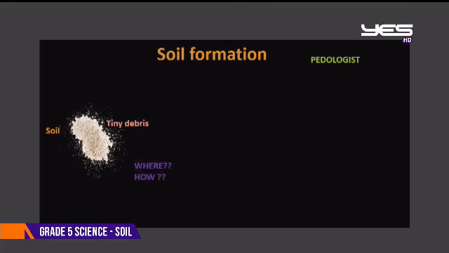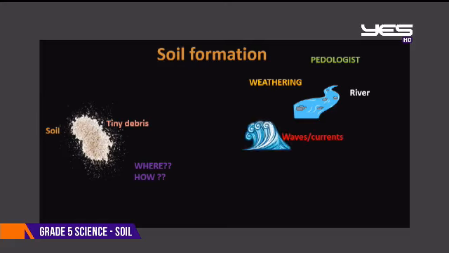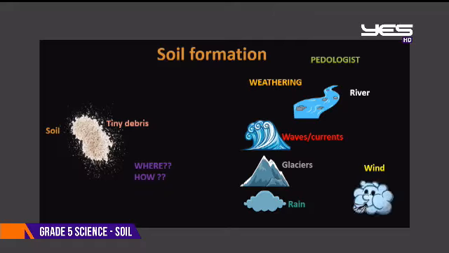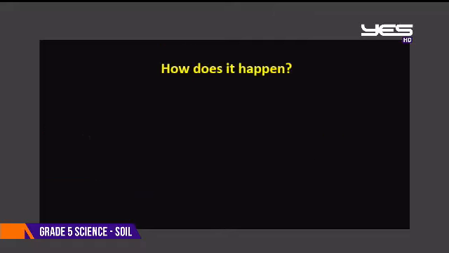Now, our first question is where and how? It all starts from weathering of rocks. This is the process where rocks get weathered and break into small pieces. Mainly this is caused by rivers, wave currents, glaciers, rain and wind. Now our question is, how does it happen?